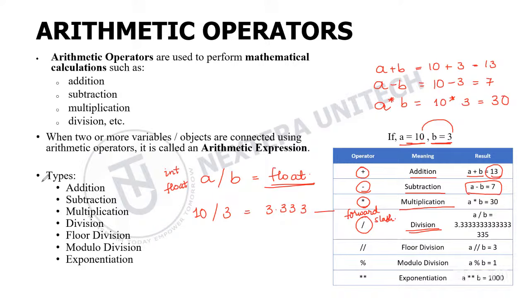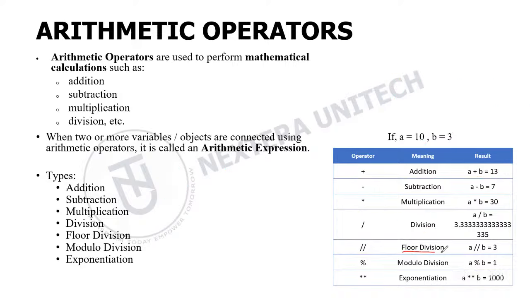And then moving on, we have floor division. Floor division consists of two forward slashes. When you want to do floor division, you use two forward slashes. So here a, two forward slashes, b. This is floor division. When you do this 10 by 3, the output is 3.